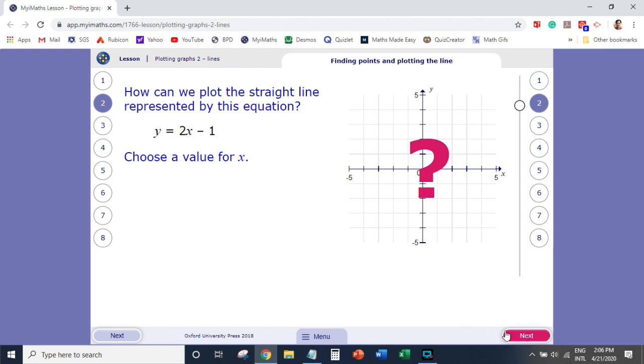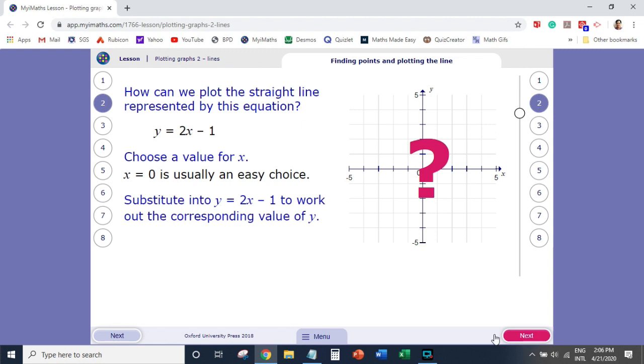Like here, let's have this, my choice is to use 0. So x equals 0 is usually an easy choice. So substitute the 0 into the equation here, y equals 2x minus 1, to work out the corresponding value of y. So if x is 0, then we change the x in the equation to 0. So that will become 2 parentheses 0. So 2 times 0 is 0. Minus 1 is just -1. So it means our y is -1.